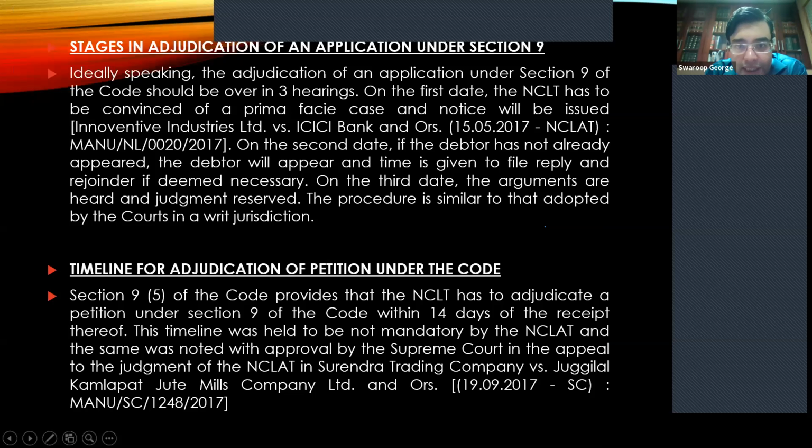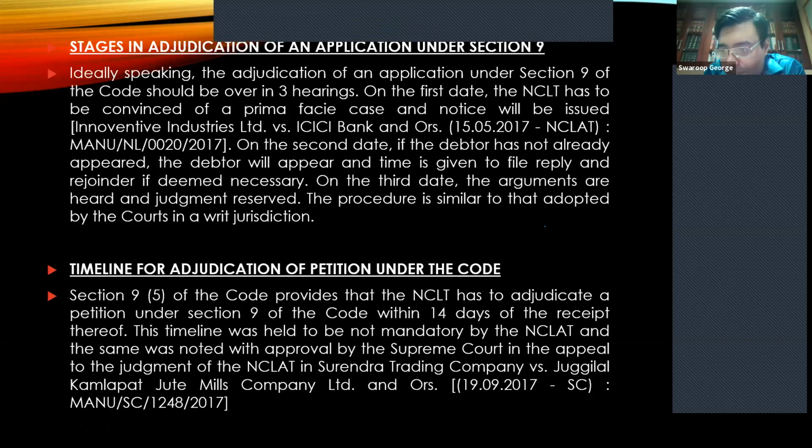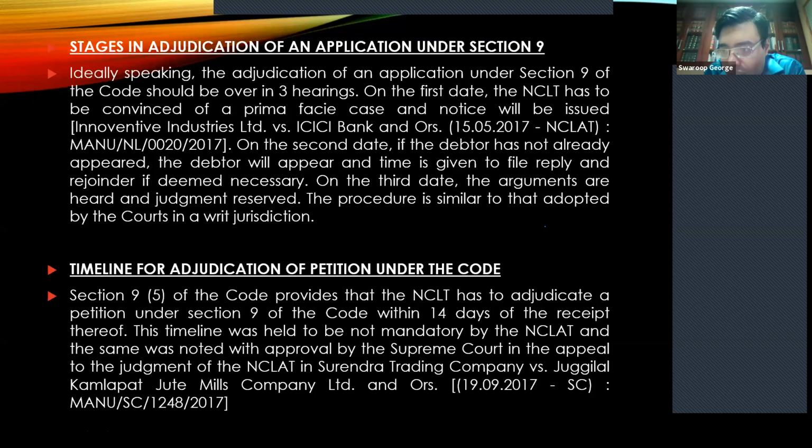Now, stages in adjudication. If you have not had an opportunity to litigate a Section 9 petition, basically it follows a procedure very similar to a writ procedure. On the first date, you convince the NCLT of a prima facie case, they issue notice, and on the second date, ideally speaking, the other side appears, they take time to file a reply, and if needed, you get the time to file a rejoinder. On the third day, they hear arguments. Now, of course, this is a very ideal situation. Many hiccups may come up.